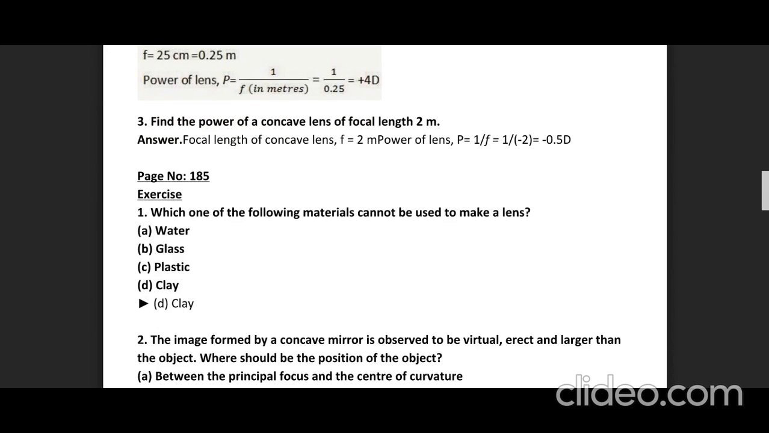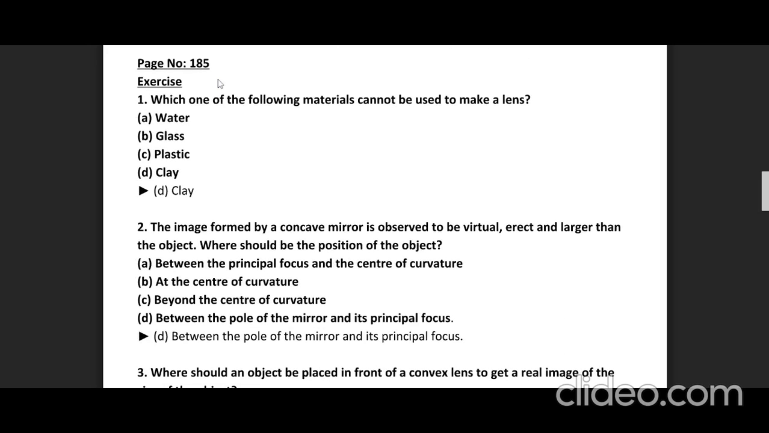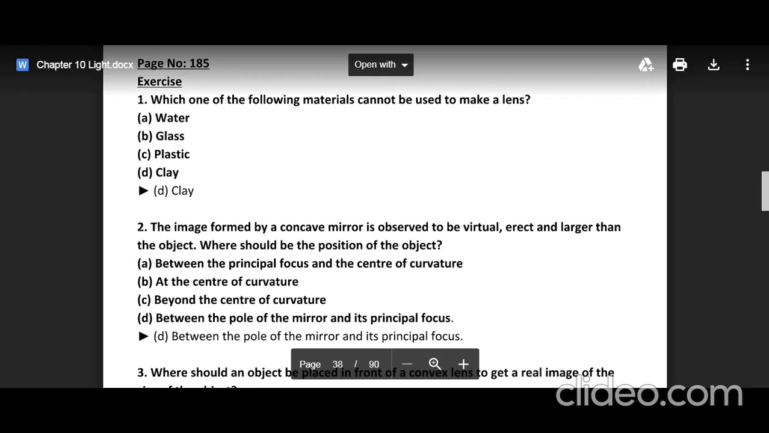Find the power of a concave lens of focal length 2 meter. इट्स वेरी सिंपल, 2 मीटर दिया हुआ है, इसको आप सेंटीमीटर में नहीं कन्वर्ट करेंगे, मीटर में ही रहने देंगे। फॉर्मूला लगाएंगे 1/-2 दैट इज -0.5 डायोप्टर, बिकॉज इट्स कॉन्केव पावर हमेशा माइनस होती है. Which of the following materials cannot be used to make lens?